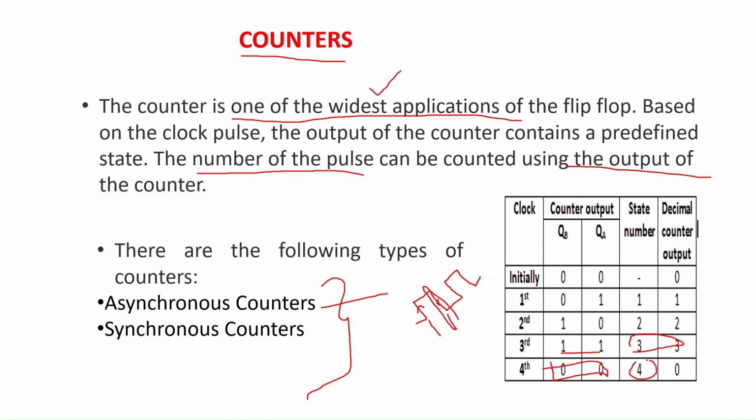In this, using two flip-flops, we could count 4 decimal counts. 2 power n counts could be counted using n number of flip-flops. Here we are using 2 flip-flops, so 2 power 2 is 4. We could count 4 counts of clocks.